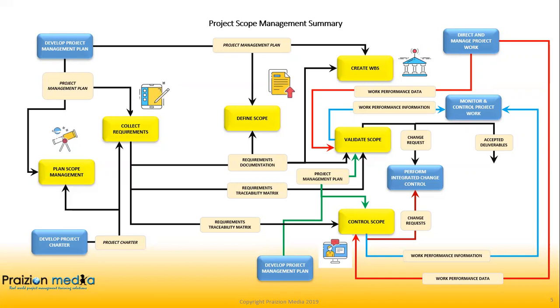So think about it like this. Let's put a red circle around it one more time. Perform integrated change control is the only process that uses change requests as an input to it. It's worth noting. Moving on, we can also see accepted deliverables is an output that comes from validate scope and goes into close project or phase. And this is where we close out either a phase or the project as a whole.